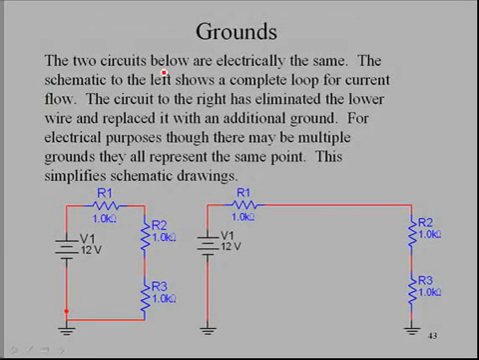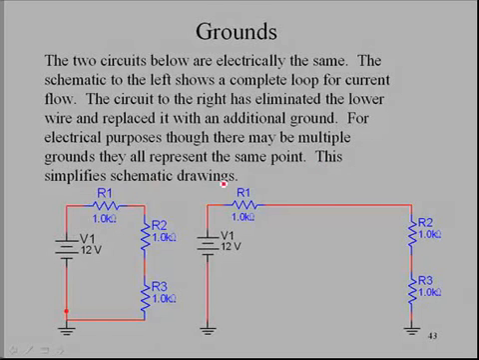The two circuits below are electrically the same. The schematic to the left shows a complete loop for current flow, and so here you see the complete loop, which is an expectation for all electronic circuits. You must have a complete loop to support current flow. The circuit to the right has eliminated the lower wire and replaced it with an additional ground. And so notice here that the wire across the bottom has been eliminated, and they've just placed another ground here. For electrical purposes, though there may be multiple grounds, they all represent the same point.